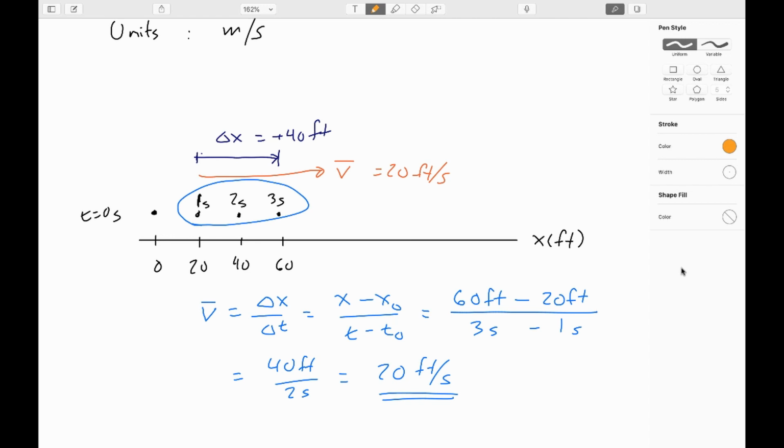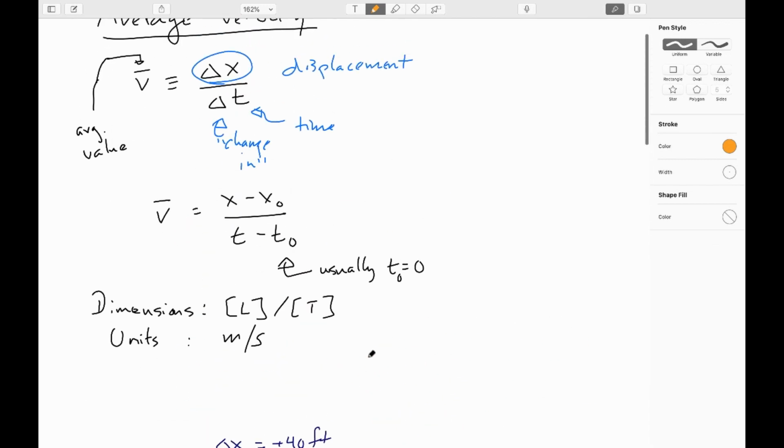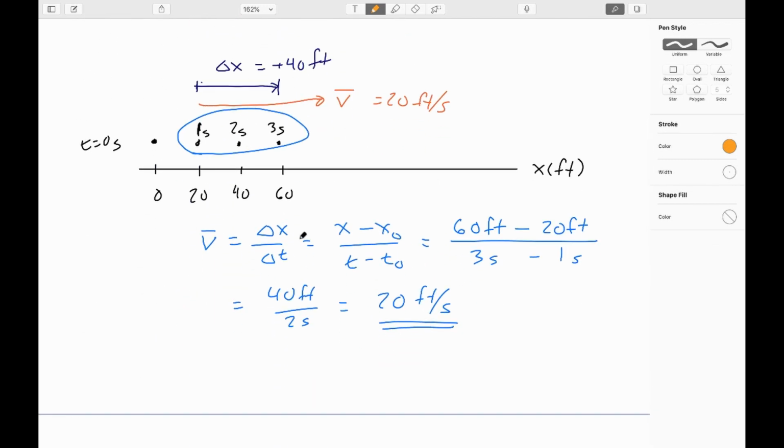So the only thing you can ever say is that the average velocity vector will always point in the same direction as the displacement vector, because our delta t's will always be positive. So this will always end up being the same sign as whatever delta x is, because delta t will always be positive. So if delta x points to the right, v bar points to the right. If delta x points to the left, v bar points to the left. And that's all we could say.